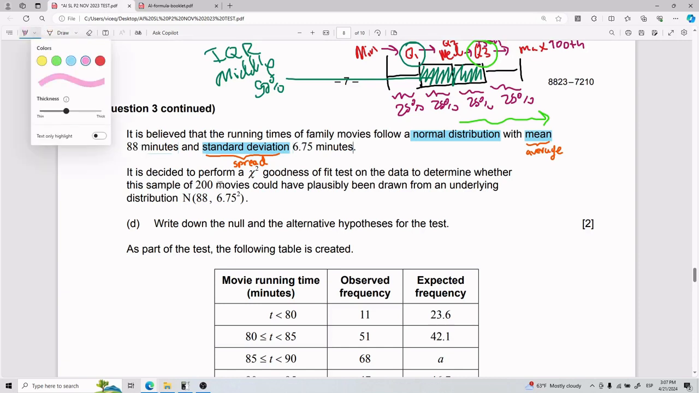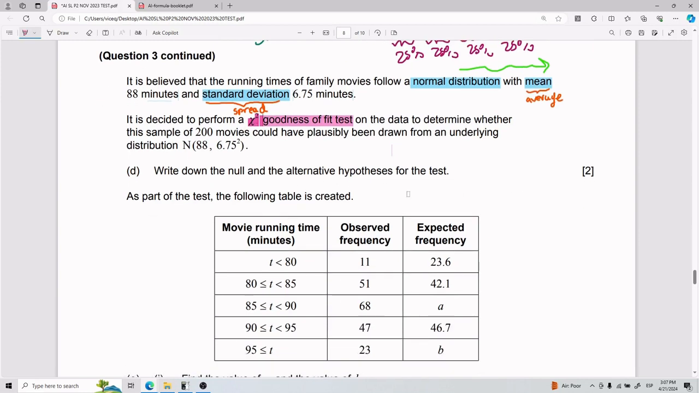And then it gets funky because it is decided, for some reason, to perform a goodness of fit test. Now this symbol here is chi, so this is what they call chi-squared. So this chi-squared goodness of fit test is on the data to determine whether this sample of 200 movies could have plausibly been drawn from an underlying distribution. And we need to write down the null and alternative hypotheses for the test. For now, all we need to do is the null and the alternative.